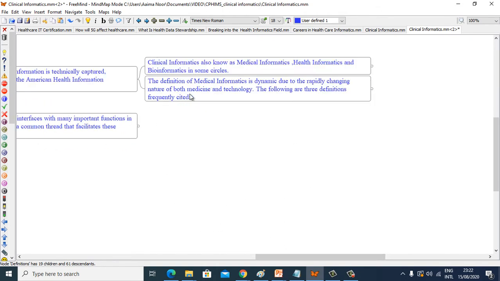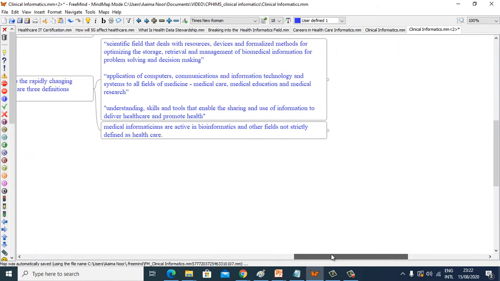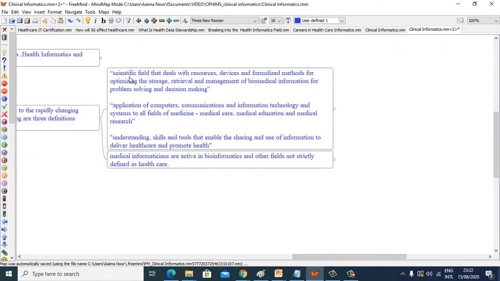The definition of medical informatics is dynamic due to the rapidly changing nature of both medicine and technology. The following are three definitions frequently cited. First, a scientific field that deals with resources, devices, and formalized methods for optimizing the storage, retrieval, and management of biomedical information for problem solving and decision making.